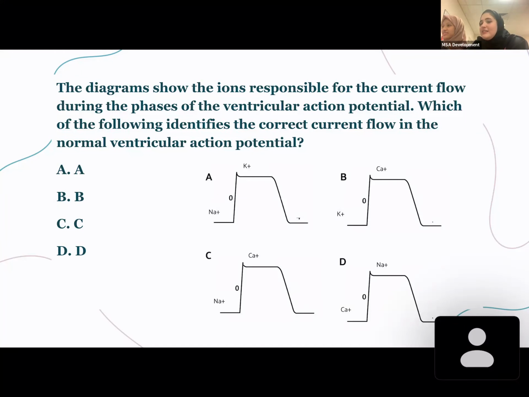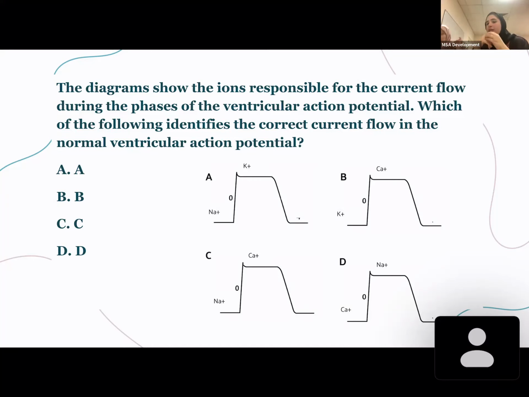Why do you think it's C, or why do you think B? Because phase 4 is related to calcium. Sorry, potassium, and the plateau phase is with calcium. Is it clear where Na or K is referring to? Wait, guys, look. It's for phase 4. So the line, it's not the 0. The 0 is just a 0. There's no ions there. But the sodium or the calcium or the potassium down is for phase 4.